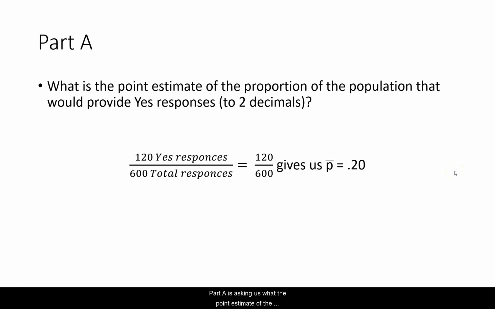Part A is asking us what the point estimate of the proportion of the population that would provide yes responses is to 2 decimal places. The point estimate of the proportion of the population is the p-bar of the sample. It is found by taking the total of responses that we are interested in and dividing it by the total responses sampled. So in our case, we have the 120 yes responses divided by our 600 total responses, and 120 divided by 600 gives us a p-bar of 0.20.